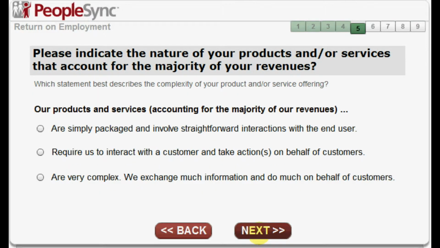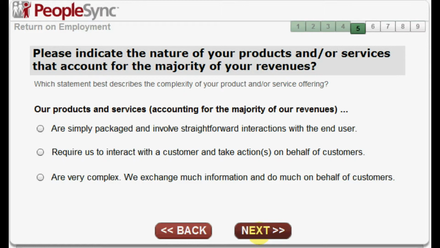Question 5 asks about the nature of your organization's products or services that account for the majority of your revenue. What the Shadowmatch research has differentiated are 3 levels of involvement. The first is a simple relationship, straightforward with no complicated involvement whatsoever. This would be typical of a more automated environment. The second is where we require some level of interaction and take some action on behalf of the customer, but that action is still relatively simple.